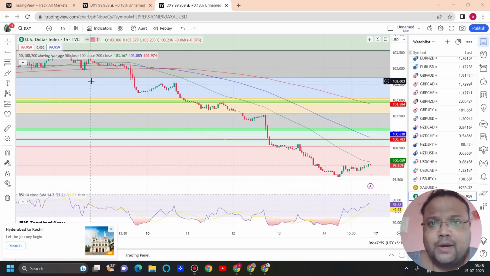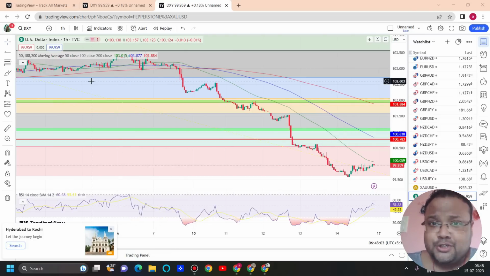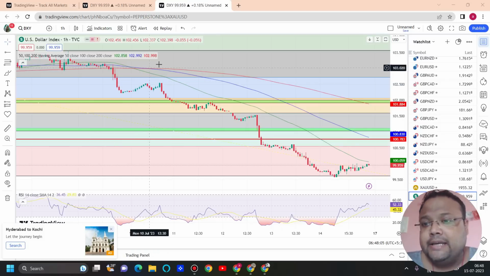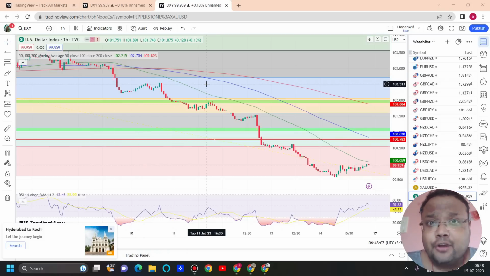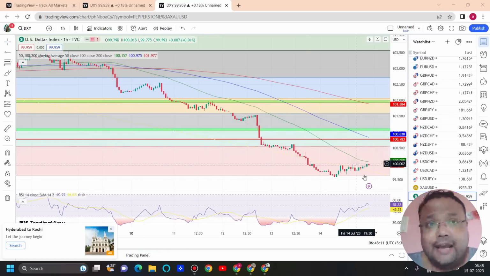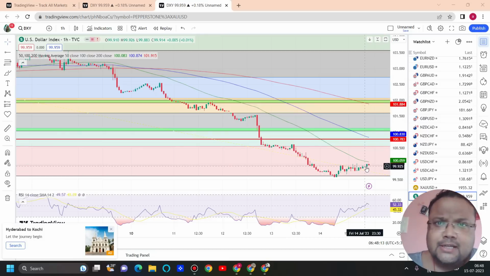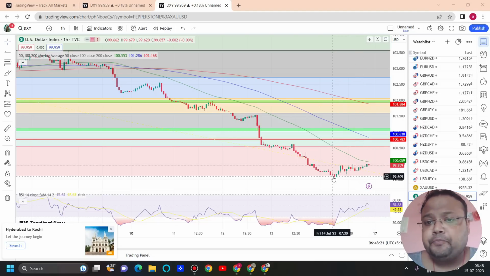So DXY is under the dominance of sellers, under severe selling pressure. There is no doubt about it. DXY broke the 100 level mark and is right now standing at 99.95. Things are still very critical for DXY. Sellers are still very dominating, and as expected on Friday, we got to see some temporary recovery on the chart of DXY.